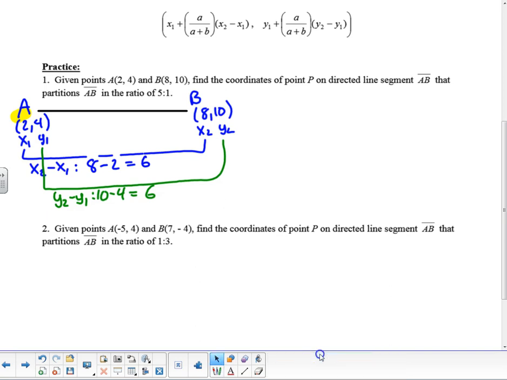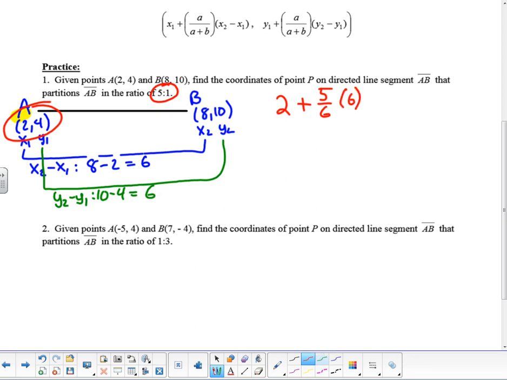So now what we're going to do is we're going to take from the starting point 2, 4. So let's do the x1 first. So we do 2, and we're going to add. Now here's where the ratio comes in. So a ratio of 5 to 1. So 5 to 1 means that there's a total of 6 parts to this. So we're going to do 5/6 of the x component, which is this 6 down here. So 5/6 of 6.